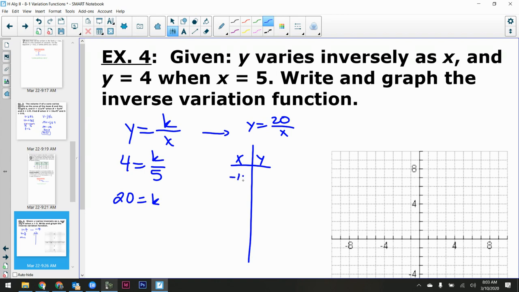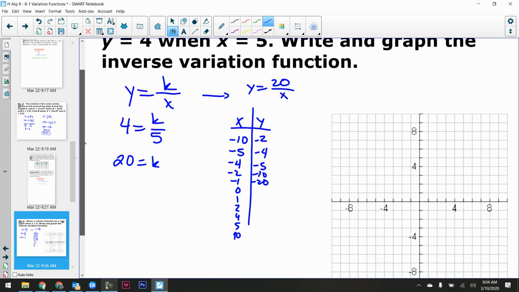So like -10, and 9, 8, 7, 6, 5, -5, -4, -2, -1, 0, and then 1, 2, 4, 5, 10. Yeah, I'm going to pick a lot of numbers because I really don't know what's going on. This is really weird, but these are very easy to divide 20. Watch how fast I can do this table. This is -2, this is -4, this is -5. 20 divided by -2 is -10, -20. I'm not going to be able to plot that.